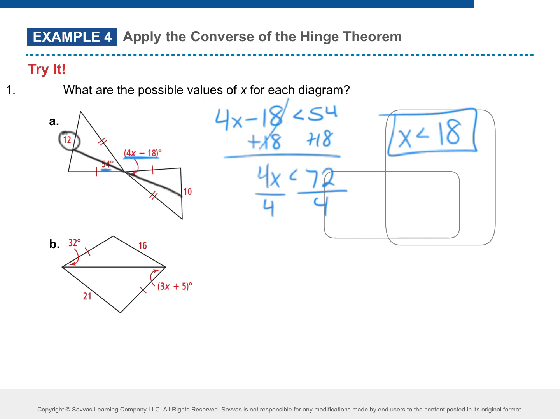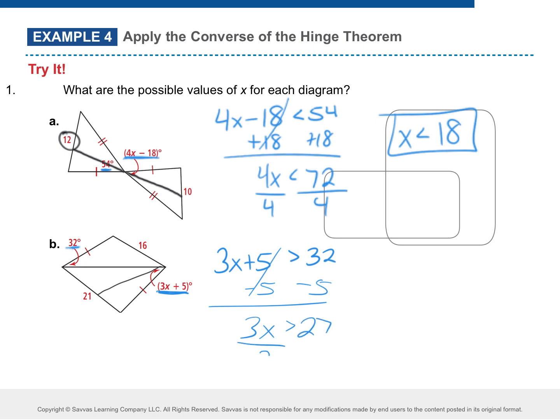Okay. So B, always start with the algebra, 3x plus 5. Now, is that an angle or a side? It's an angle, so we're comparing it with 32. Is 3x plus 5 greater than or less than 32? It's greater than 32 because it's across from the larger side. So then how do I solve? Yep. So we have 3x is greater than 27. Divide by 3, x is greater than 9.